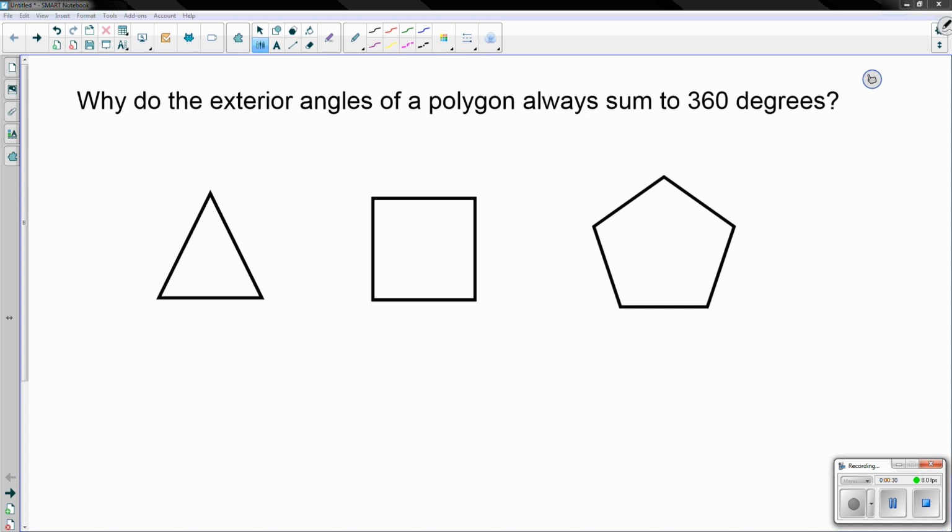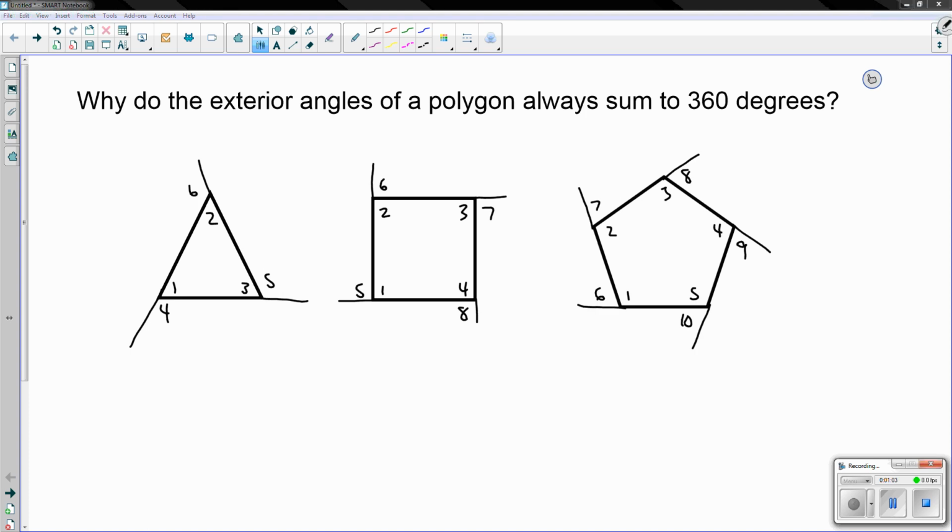So if we extend out our sides to form these exterior angles, let's call this interior angle 1, 2, and 3, and the exterior angles will form 4, 5, and 6 for this particular triangle. Just a reminder of what those exterior angles are. What we're saying is that if we take the measure of angle 4 and add to the measure of angle 5 and add to the measure of angle 6, we expect to get 360 degrees. And that would be true for all of these polygons that I have displayed here.